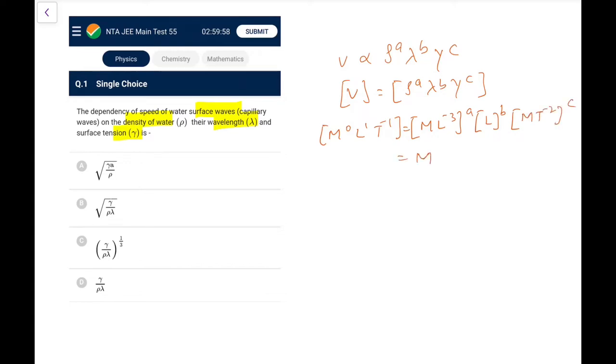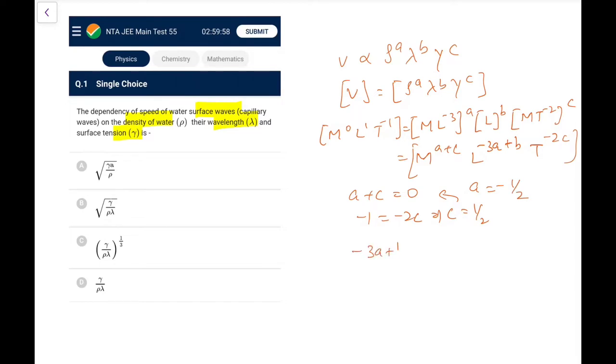So if I do it, the M power comes out as a plus c. L power comes out as minus 3a plus b. T power comes out as minus 2c. Okay, just comparing the two sides, a plus c is 0. And let's say T I should compare first: minus 1 is equal to minus 2c, which implies c is equal to half. Putting it here, we get a is equal to minus half. Now for the second one, minus 3a plus b is equal to 1. So a is minus half, plus b is equal to 1. So b comes out as minus 1 by 2 again.